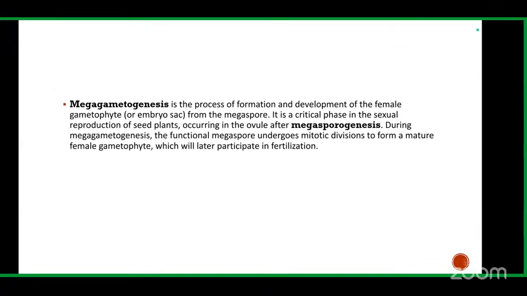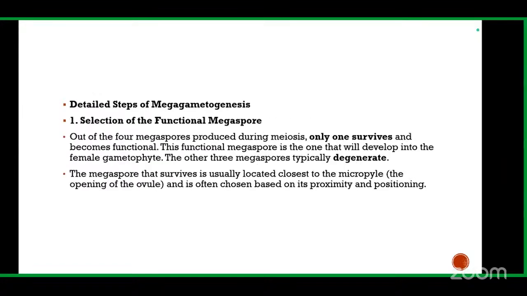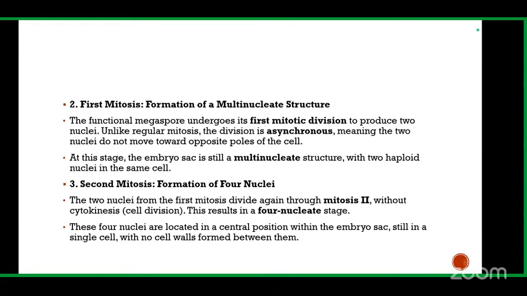I have already taught you everything about megagametogenesis also, in megasporogenesis. The terms are different: megasporogenesis covers what happens up to the formation of the megaspores, and megagametogenesis is the process of development of the female gametophyte, from the megaspore to the gametophyte. The 3 mitotic division stages all come under megagametogenesis.